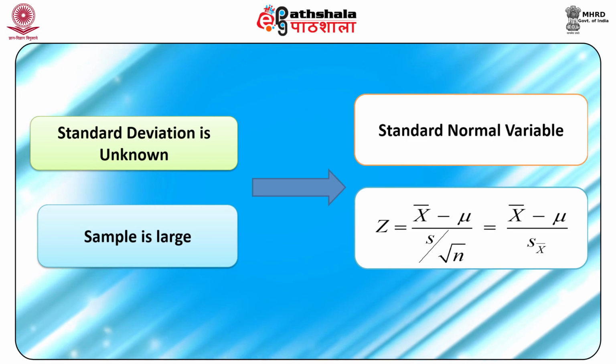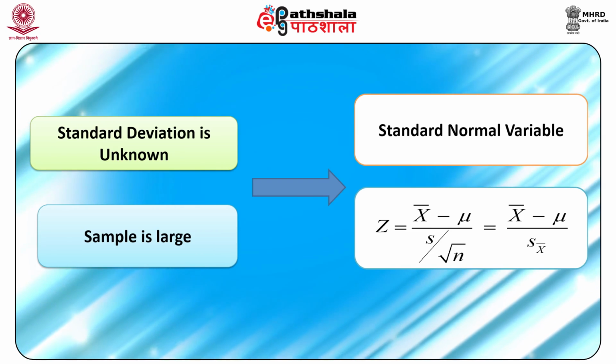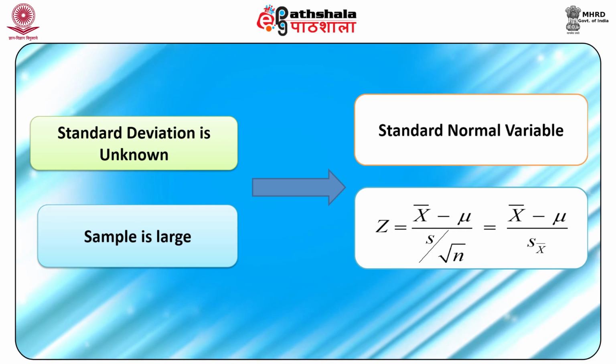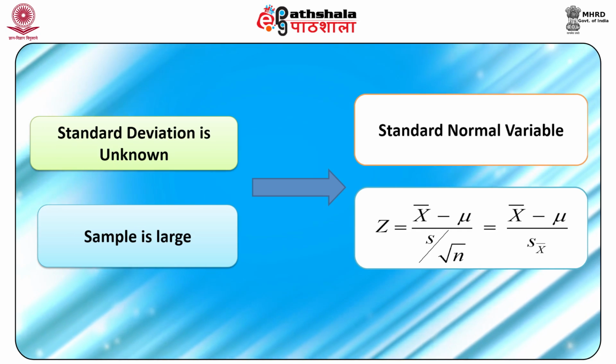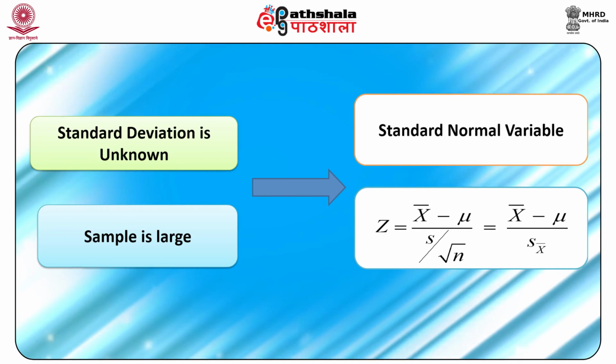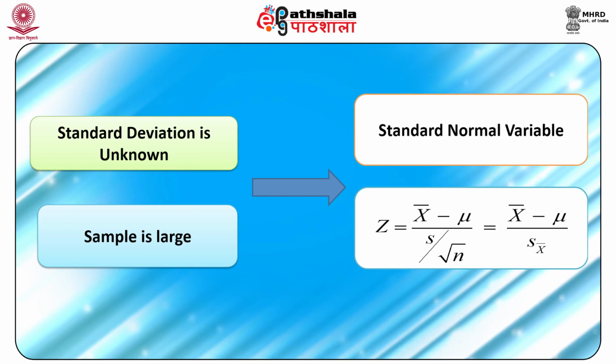Now, if the sampling distribution is approximately normal, then the standardized variable will have an approximately standard normal distribution. This is our simple, I would say, statistical theory.